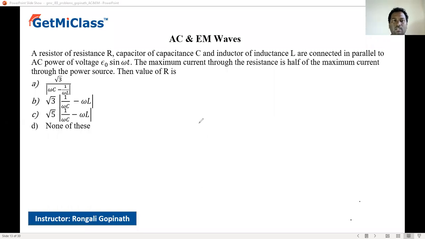A resistor of resistance R, capacitor of capacitance C, and an inductor of inductance L are connected in parallel to AC power of voltage V naught sin omega t. The maximum current through the resistance is half of the maximum current through the power source. So here we have a resistance, capacitor, and an inductor.